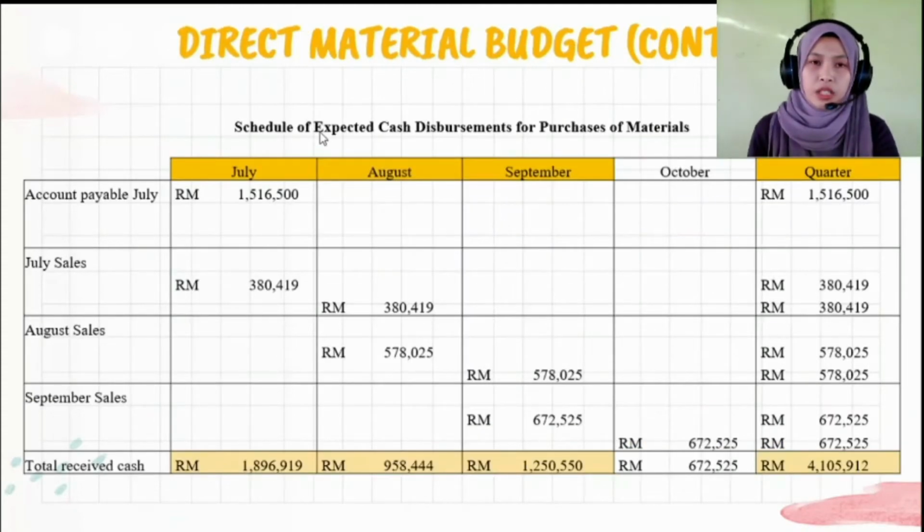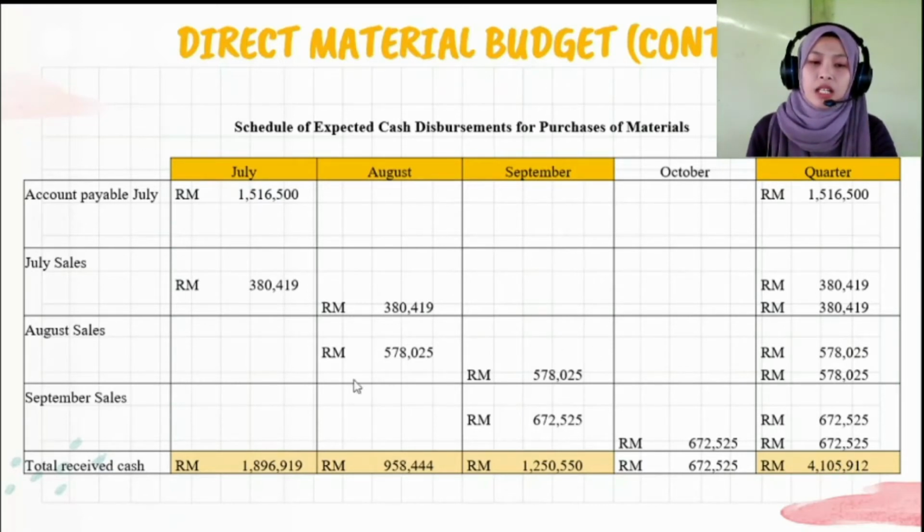Now we move to the cash disbursement. This schedule shows the company's expected cash disbursement for materials purchased for the third quarter, which is RM4,105,912.